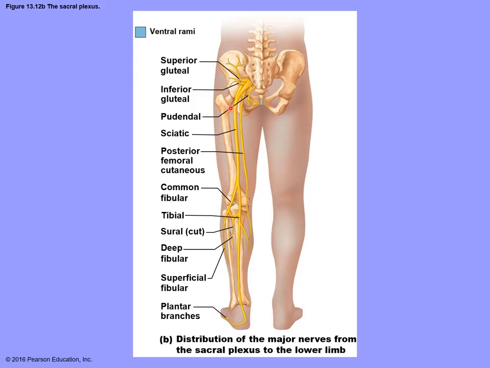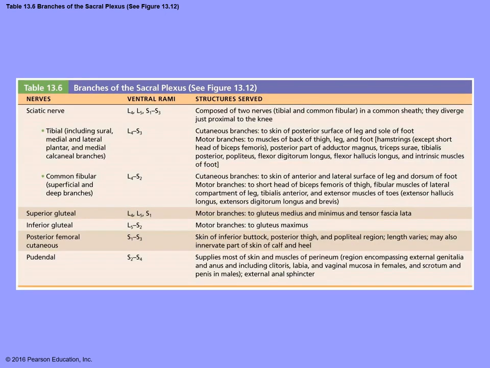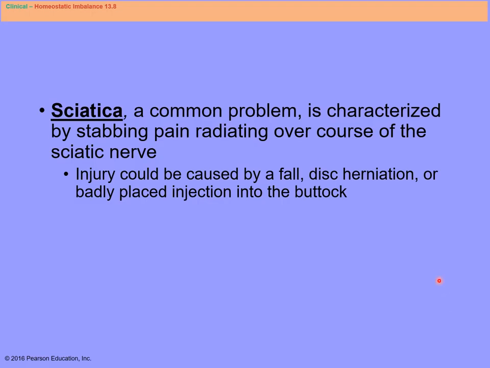So this is the sciatic nerve right here. And then it branches here. So eventually it comes all the way down here to your foot. And there's a table with the summary information for the lumbar plexus and then the sacral plexus.